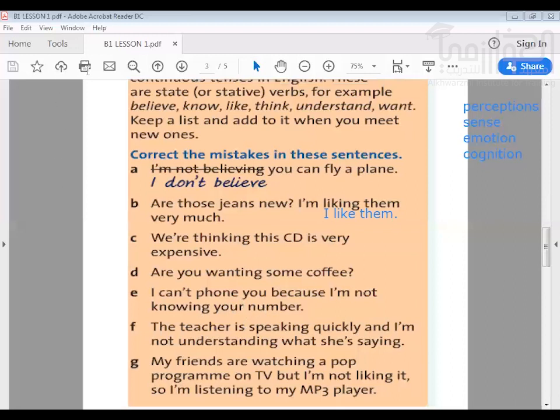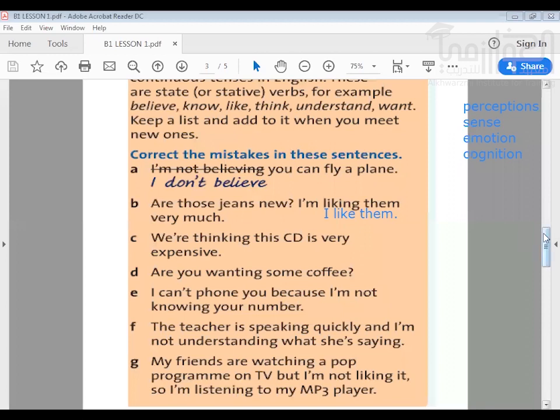And then let's look at the next one. The teacher is speaking quickly and I am not understanding what she's saying. You just say, the teacher is speaking quickly and I don't understand what she's saying. And then, my friends are watching a pop program on TV, but I'm not liking it. Just, I don't like it. Not, I'm not liking it, okay? So, I'm listening to my new MP3. So here is only the problem. I am not liking it. It's wrong. You must make it, I don't like it.